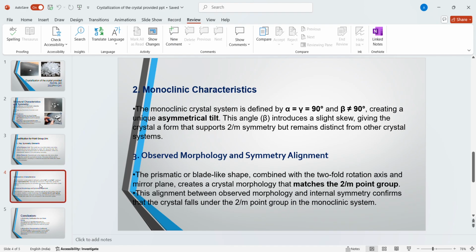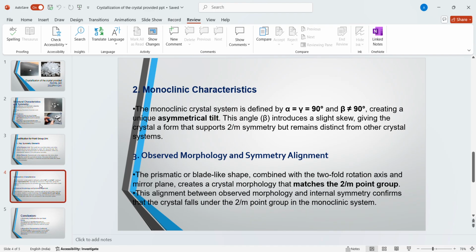Second is the monoclinic characteristics. That is a monoclinic type structure. The monoclinic crystal system is defined by alpha equals gamma equals 90 degrees and beta not equal to 90 degrees, creating a unique asymmetrical tilt. This angle beta introduces a slight skew, giving the crystal a form that supports 2/m symmetry but remains distinct from other crystal systems.